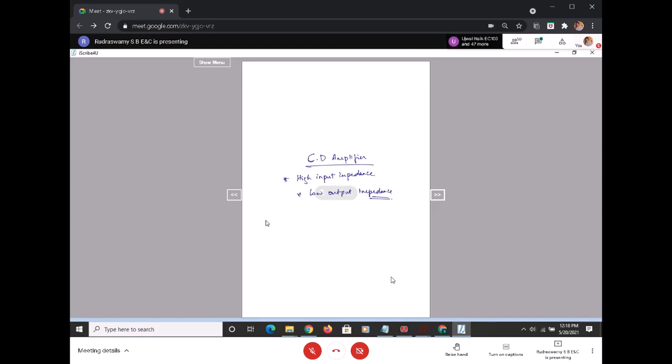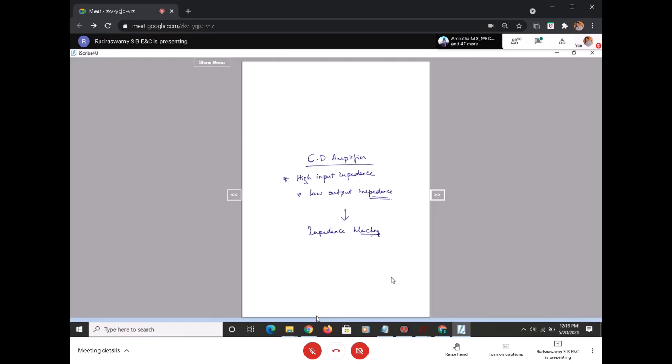Now, using this, can anyone tell me where exactly we make use of this common drain amplifier? Impedance matching. In what matching? Impedance matching circuit. Impedance matching, exactly. So one of the applications of this common drain amplifier is in impedance matching. This is very important for us, right?